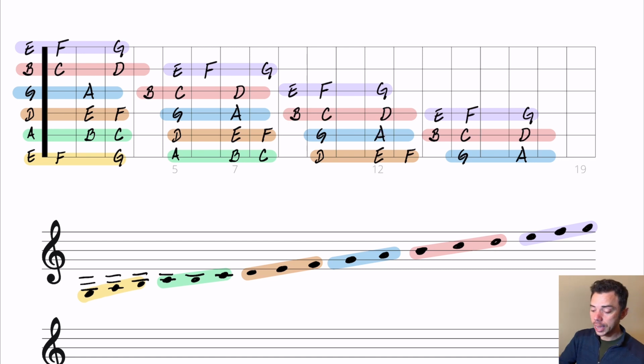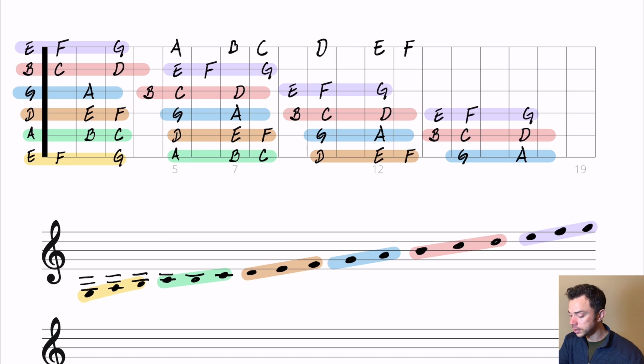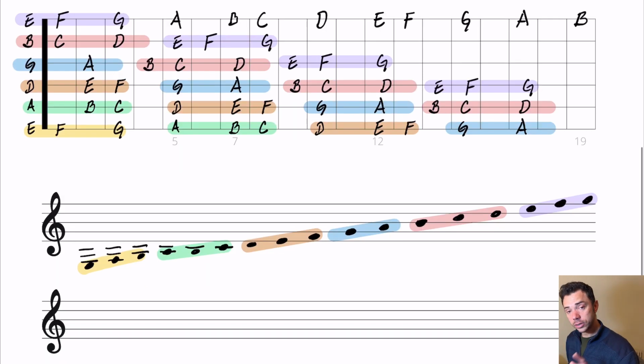Now, the last note that we have written down so far on the 1st string is G, which makes the next note 2 frets to the front to be A, for sure. 2 more frets, we got B. 1 fret to the front, we got C. 2 frets, we got D, E, F on fret 13, G on fret 15, A on fret 17, and B on fret 19. Now let's look at those notes on the music staff.